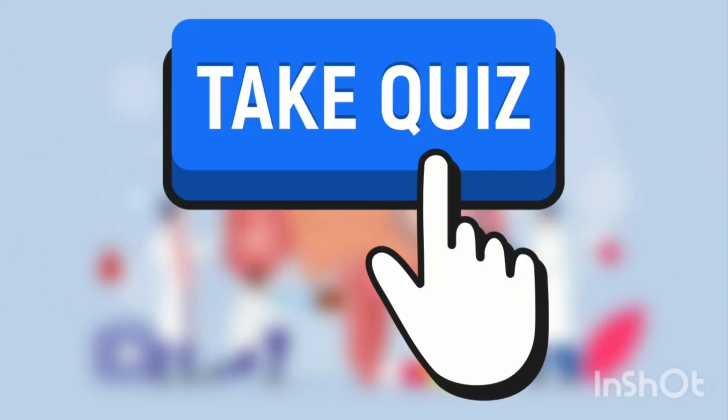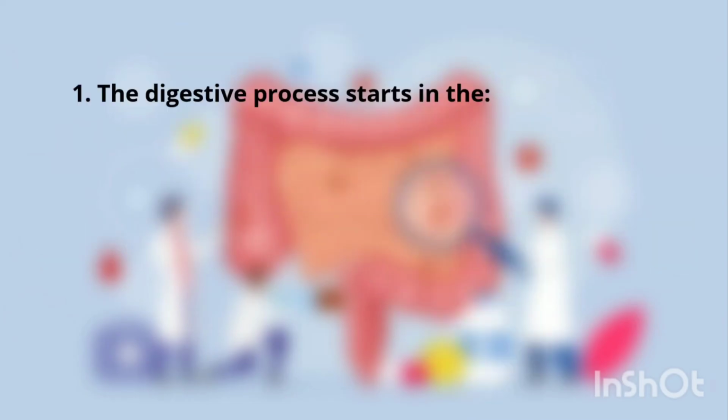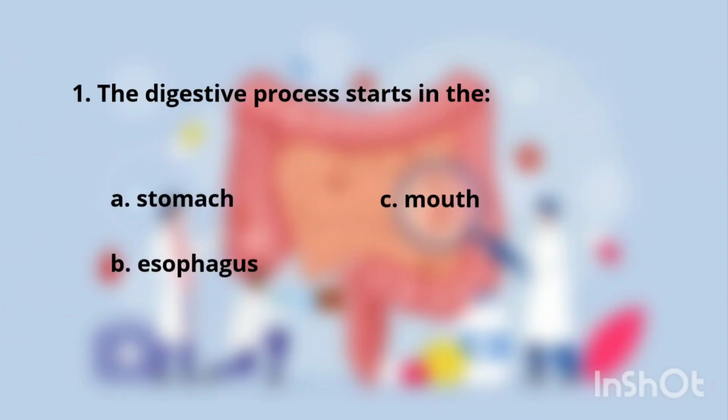Check your understanding. Question number 1. The digestive process starts in the A. Stomach, B. Esophagus, C. Mouth, D. Small intestine.